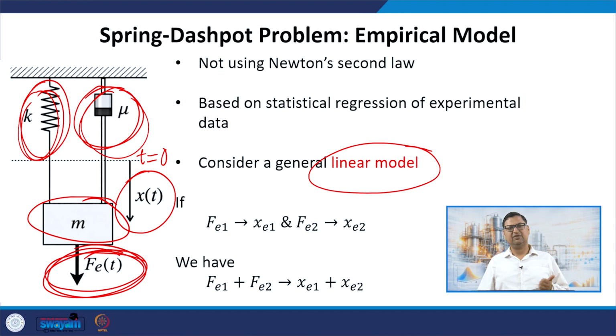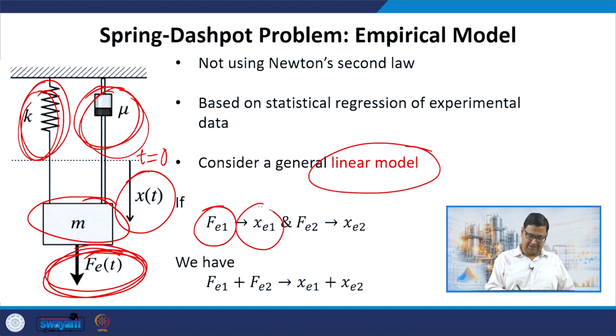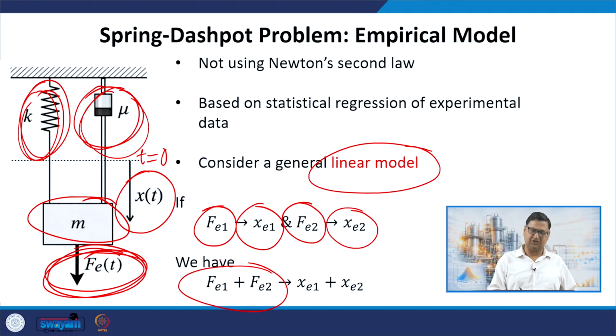In a linear model, we assume that if you have a constant external force Fe1 that gives rise to some displacement Xe1, and some other external force Fe2 that gives rise to a displacement of Xe2, then linearity tells me that if I now have a net force of Fe1 plus Fe2, the net displacement is going to be Xe1 plus Xe2.